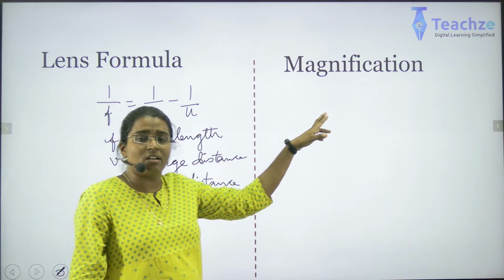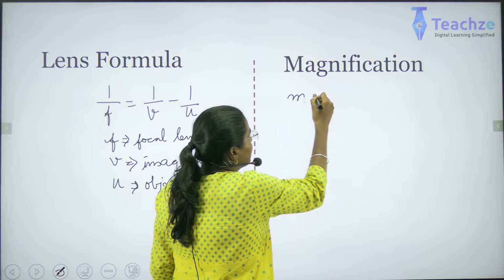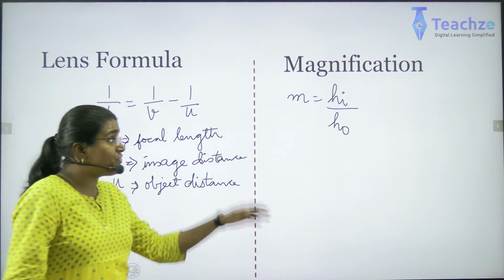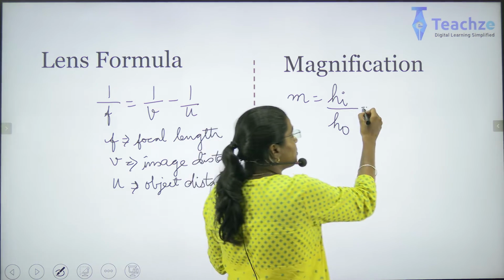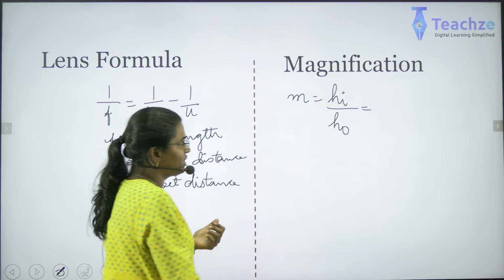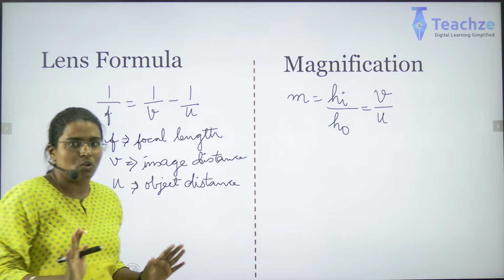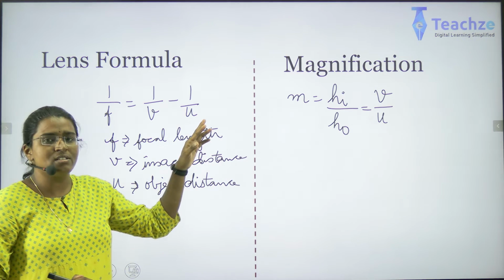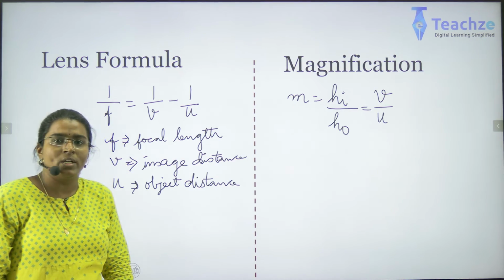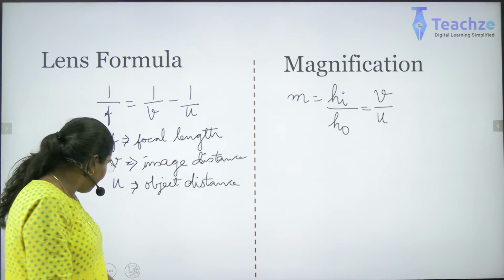What about the magnification? Magnification is always the ratio of the height of the image to the height of the object. The relation between the height of the image and the height of the object, to the object distance and image distance, was minus v by u in mirrors, but here it is simply v by u. Magnification is hi by ho, and that is equal to v by u. There it was minus v by u; here for lenses it is only v by u.